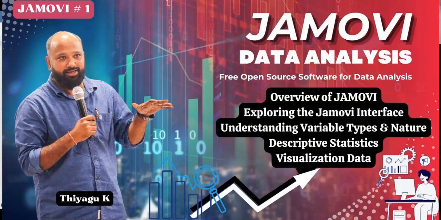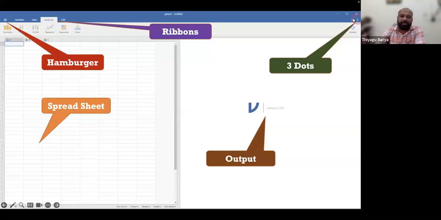Here is an output view. So here you can see this output, right? And the three dots, you can find the settings. So hope you are getting this. So basically, these are the basic interface structure.